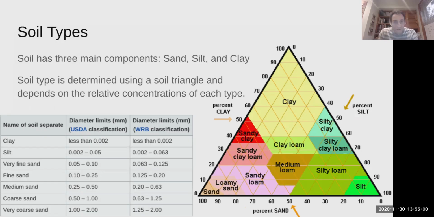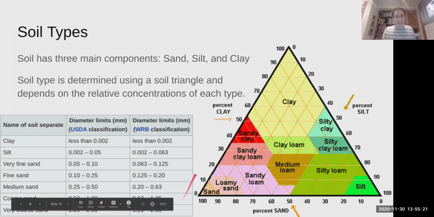Silt is this kind of medium size, and you can see the silt here. It's a little bit bigger than clay, between 0.2 and 0.5 there. There are these different classifications. What we need to know is that clay is the smallest particulate, silt is the second smallest, and then look, we have all of these sands. Very fine sand, medium sand, coarse sand, very coarse sand.